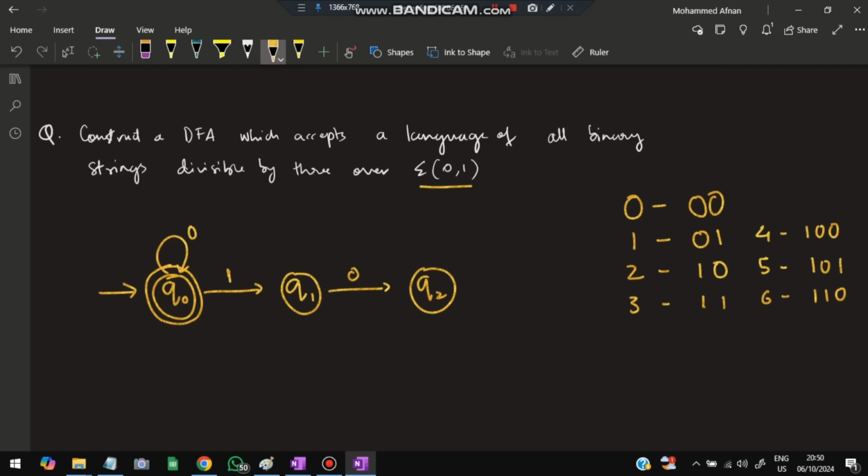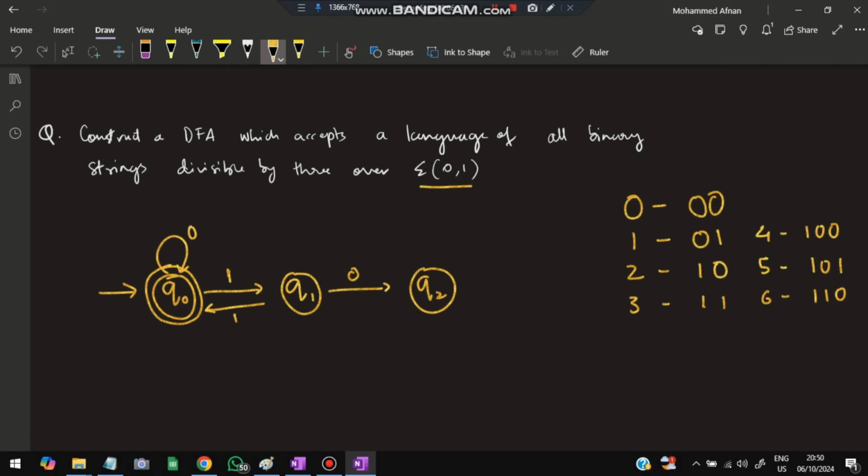0, 1 is defined here and 0 is defined. What if it is 1? If it is 1, what will it be? 1, 1 is 3. 3 means 0 remainder. And now here, 0 and 1 is defined. Here we have to define 0 and 1 for this point.